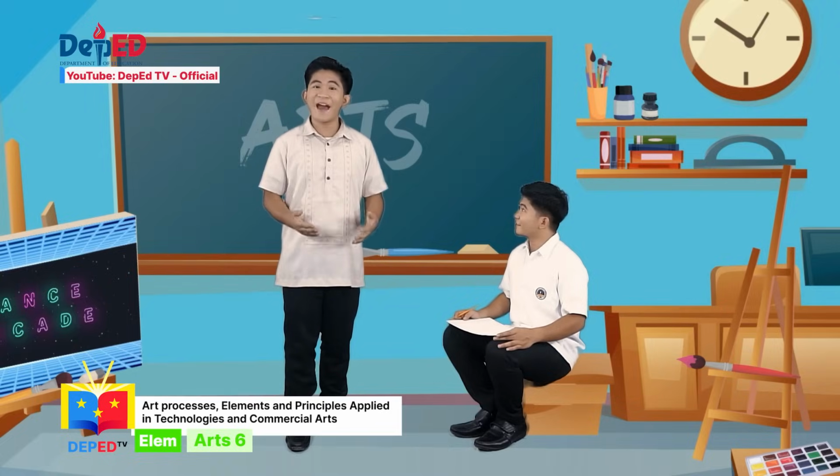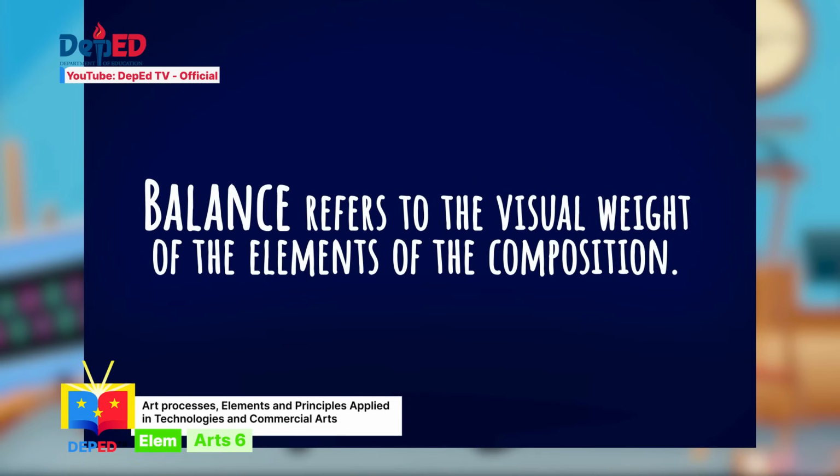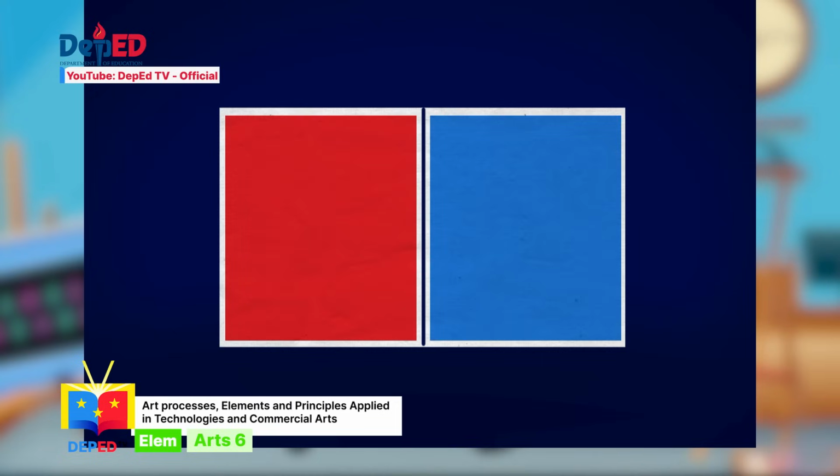Let's start with balance. Balance refers to the visual weight of the elements of the composition. It means that if you have a paper that is divided into two sides, you must fill in both sides of that paper.